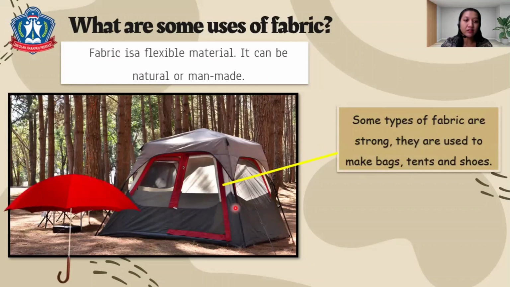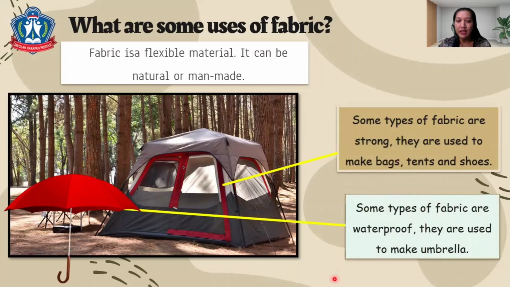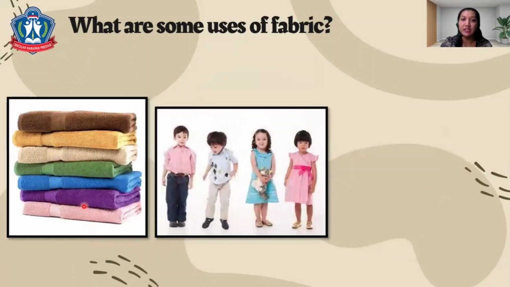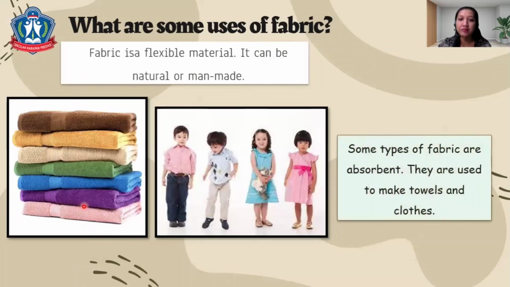And then here, look at this one. It's familiar to you, right? So, the umbrella. Some types of fabric are waterproof, such as that used in the umbrella here. But other types of fabric are absorbent. They are used to make towels and also the clothes that you wear.